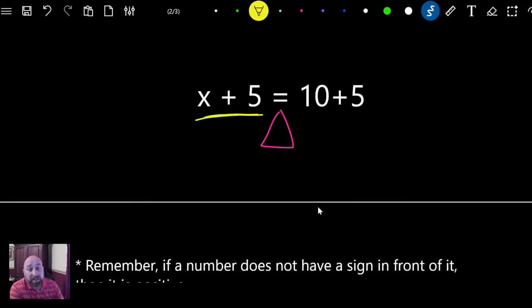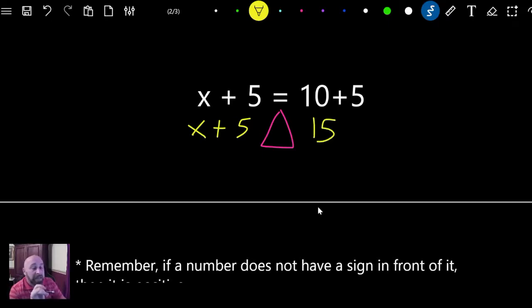x plus 5, I don't know what x equals, so I can't add x plus 5. I can't do anything there. How about on this side, 10 plus 5? Oh, I know the answer to that. So all you do is rewrite x plus 5 on the one side, since you can't do anything there, and then you just solve that out. What is that? It's 15.